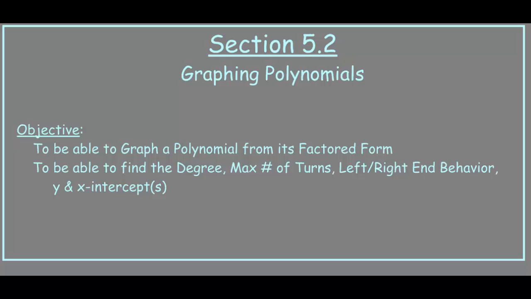Today we're going to look at section 5.2, graphing polynomials. Our objectives are to be able to graph a polynomial from its factored form and to be able to find the degree, maximum number of turns, the left and right end behavior, and the y and x intercepts in order to graph.